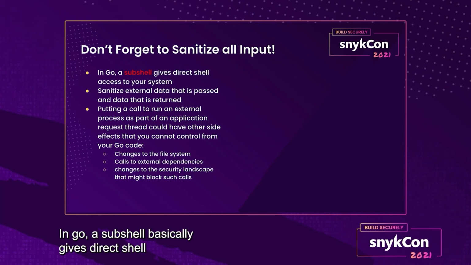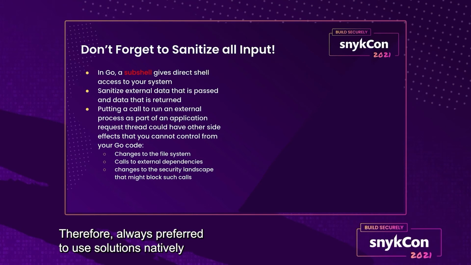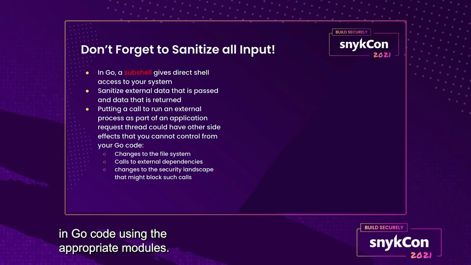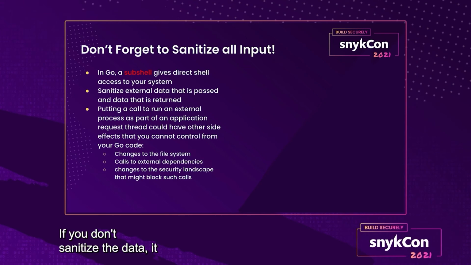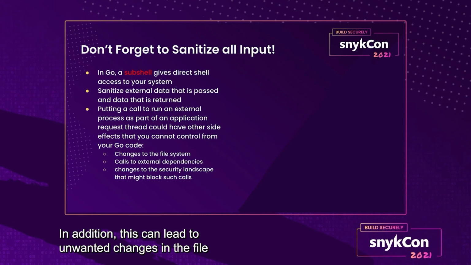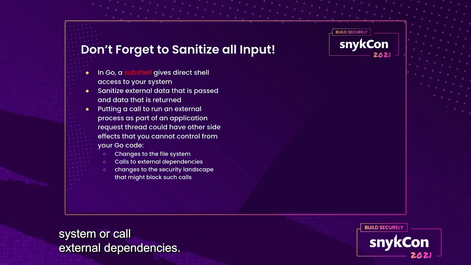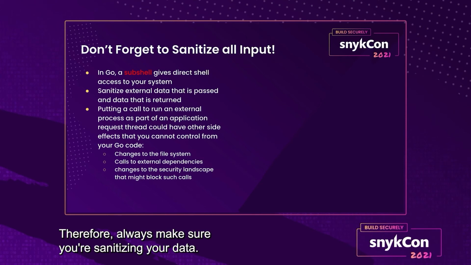In Go, a subshell basically gives direct shell access to your system. Therefore, always prefer to use solutions written natively in Go code using the appropriate modules. If you do find yourself needing to use a subshell, make sure that you sanitize all outsourced data that may be passed in. If you don't sanitize the data, it can allow someone to inject something malicious. In addition, this can lead to unwanted changes in the file system or call external dependencies. Therefore, always make sure you're sanitizing your data.